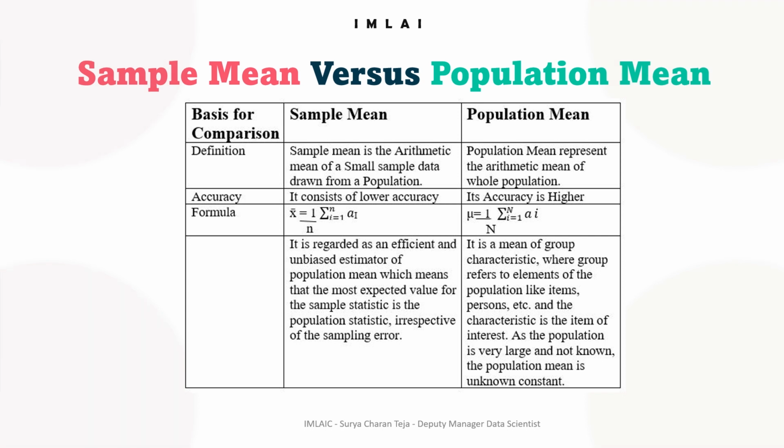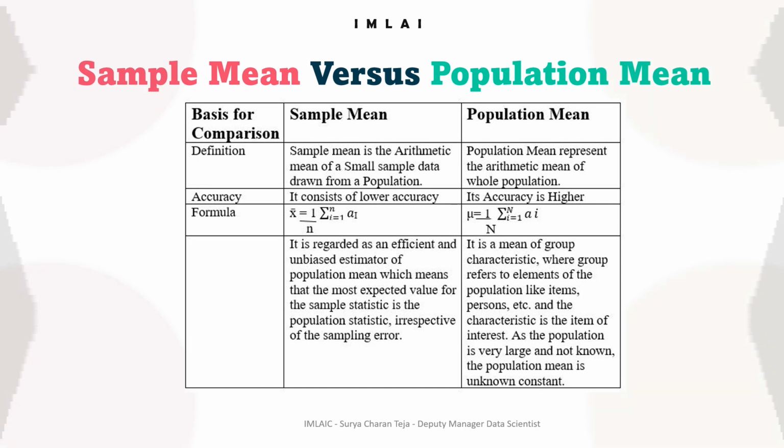Sample mean is the arithmetic mean of all small sample data drawn from a population. That's it. Sample mean is the arithmetic mean of each and every sampling unit which is there inside a sample which has been drawn from a population. And what is population mean? Population mean is the arithmetic mean of the whole population, or the arithmetic mean of each element which is inside the whole population.